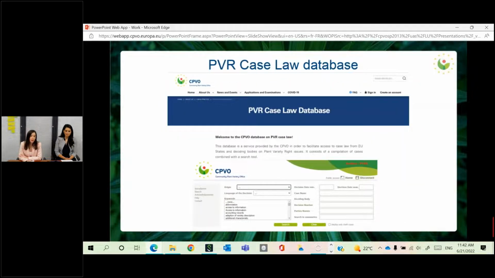Then we also have a database with plant variety rights related case law. Here you find all decisions of the Board of Appeal of the CPVO, also the judgments of the Court of Justice, and you also have national case law. You also have the relevant decisions of the EUIPO Boards of Appeal on trademarks for plants.